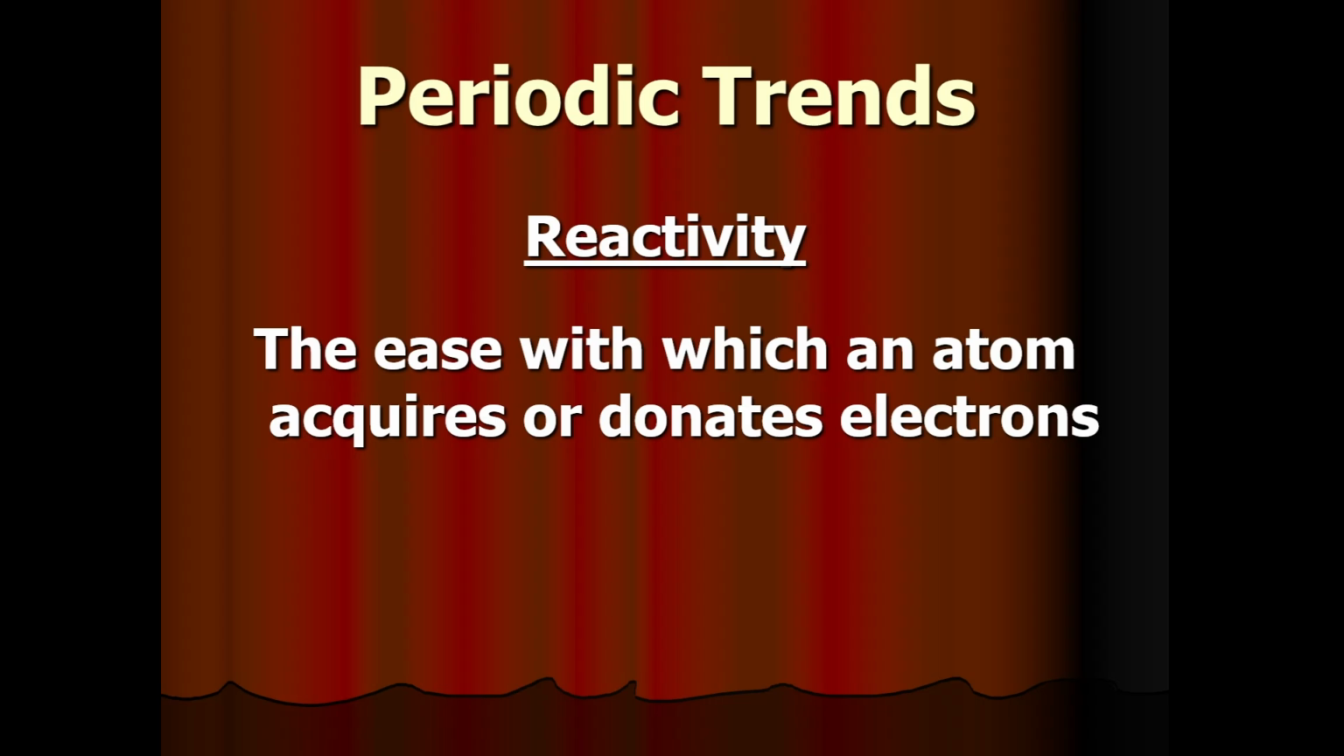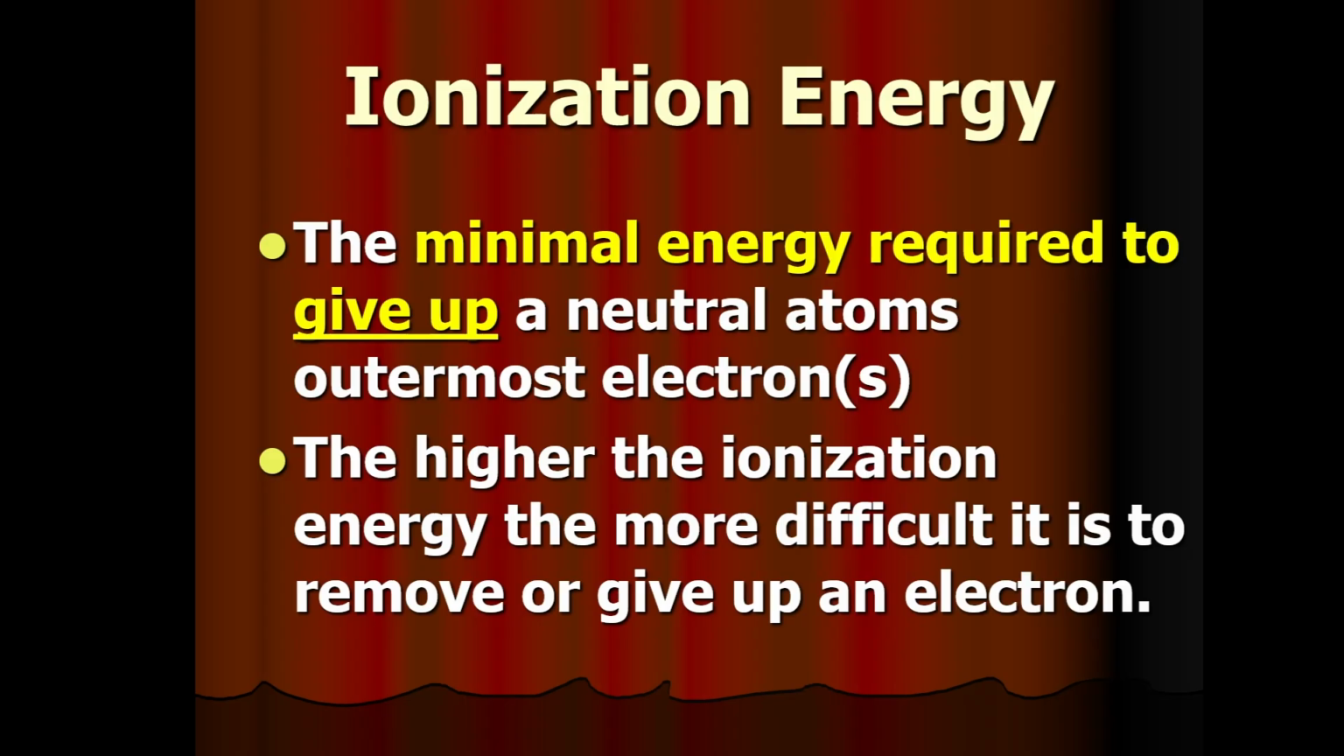Next, we will look at periodic trends that deal with reactivity. Reactivity is the ease with which an atom acquires or donates electrons. The next trend we will discuss is ionization energy. Ionization energy is the minimal energy required to give up a neutral atom's outermost electrons. The higher the ionization energy, the more difficult it is to remove or give up an electron.